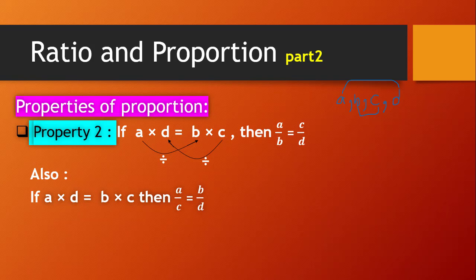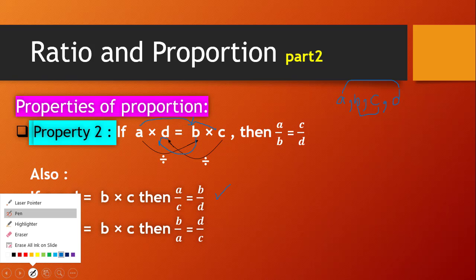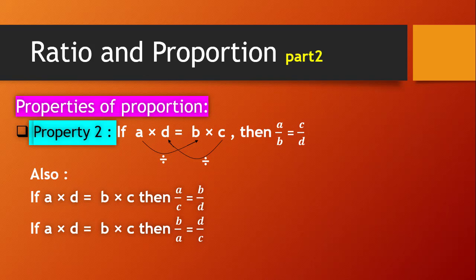Also, A over C equals B over D. A over C equals B over D. What else can we write? We can write also B over A, here from left to right, equals D over C, as you are moving on a circle.